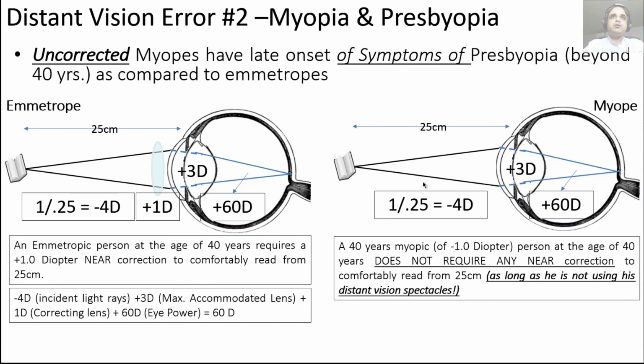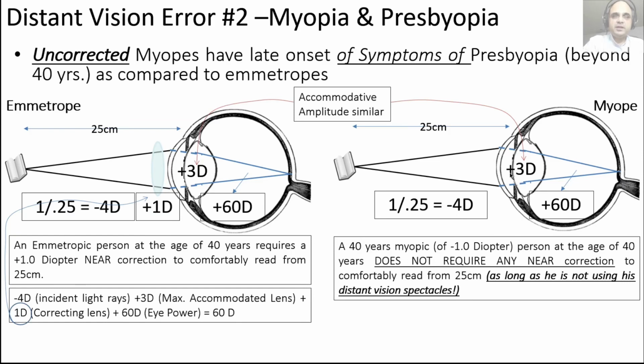Let's look at this myope who would have the same amount of accommodative amplitude at 40, because this myope's muscles are also getting weaker. So the light rays that are coming from 25 centimeters again have a power of -4. This individual can only raise his or her eye power to 63.